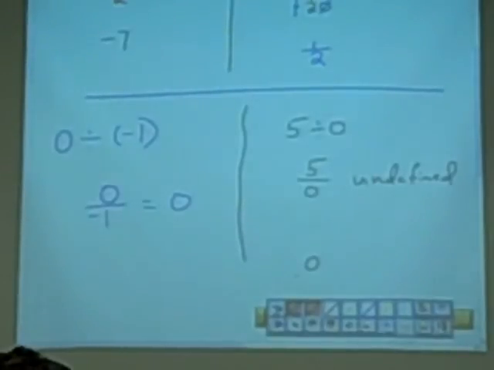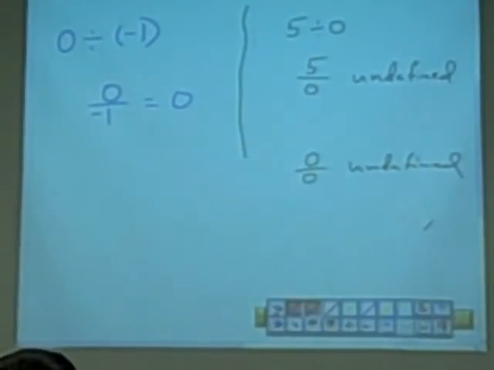Even 0 over 0 is undefined. A lot of people think that it's 0, but it's not. The 0 in the denominator is always going to be undefined, no matter what it is. Okay?